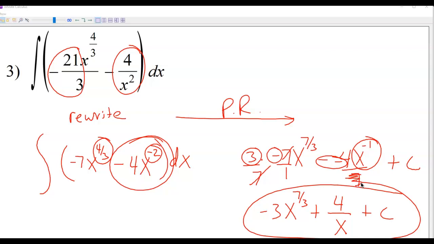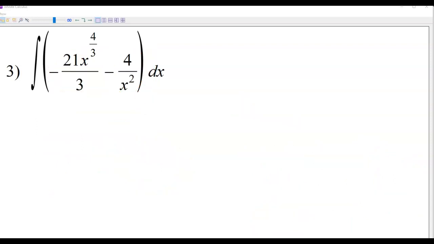So the main thing I was trying to demonstrate for you guys on this problem was how to do this piece, which is to, first of all, move the term to the top, make the exponent negative, do your integration, and when you're done, move it back down to the bottom. All right, moving along.